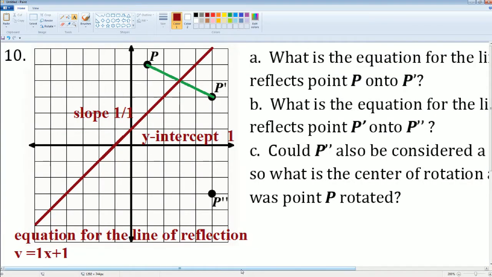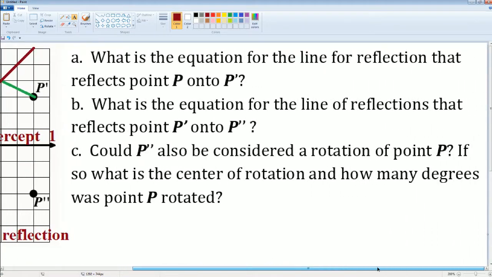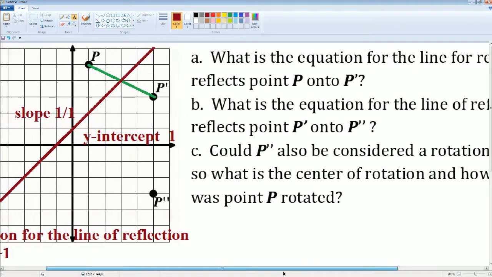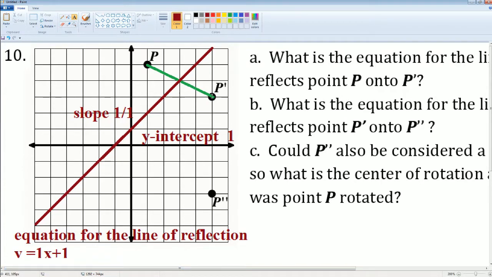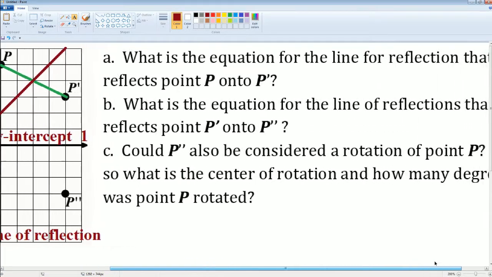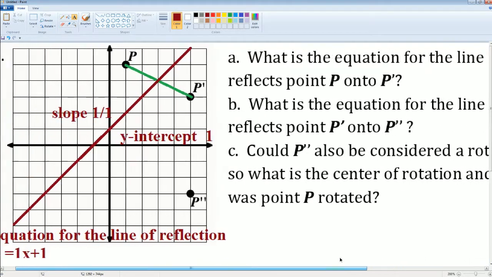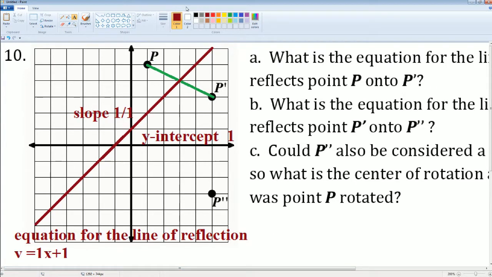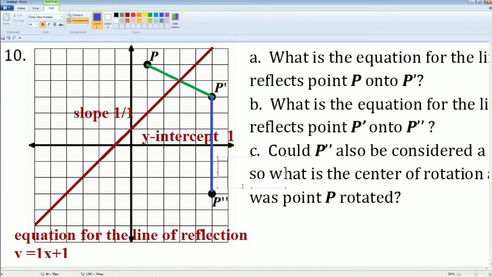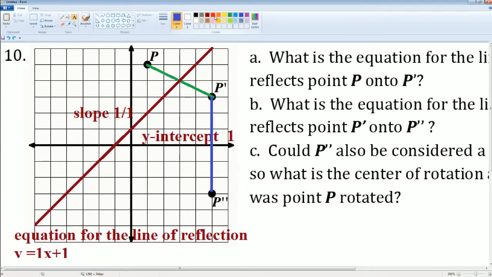Next, what is the equation of the line of reflection that reflects P to P double prime? So we went from P to P double prime, and it's asking for the equation of the line of reflection that reflects that. That's very straightforward because the distance from P to P double prime is 1, 2, 3, and 1, 2, 3. It's perfect. There's a distance of 3 here and a distance of 3 here. Let me cut this in half down the middle.